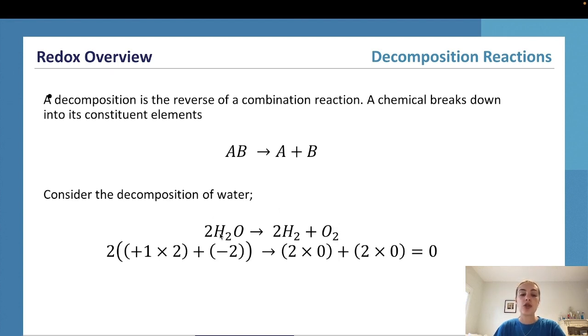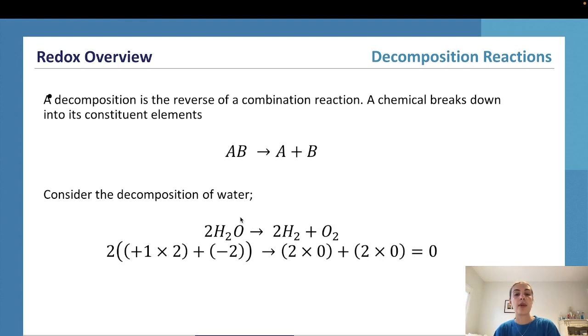So when we're looking at hydrogen, hydrogen's going from +1 to 0. So it's gaining an electron per hydrogen atom. Whereas our oxygen is going from -2 per oxygen atom to 0 per oxygen atom. So we can say that the hydrogen, in going from +1 to 0, is gaining 1 electron per hydrogen atom, whilst the oxygen going from -2 to 0 is losing 2 electrons per oxygen atom.